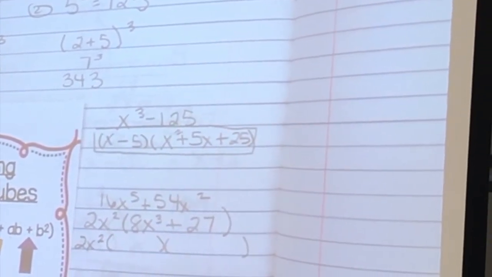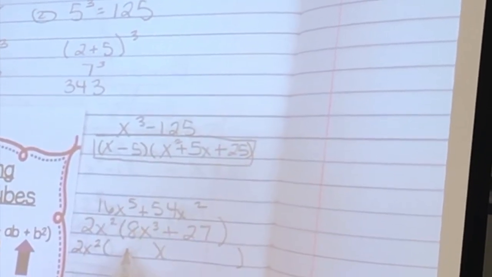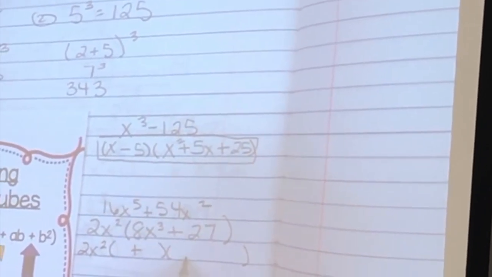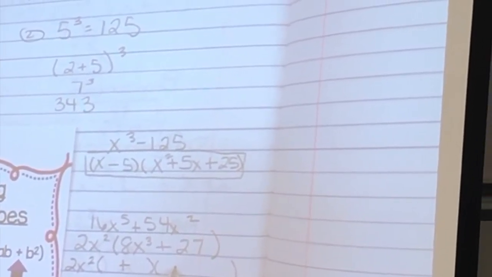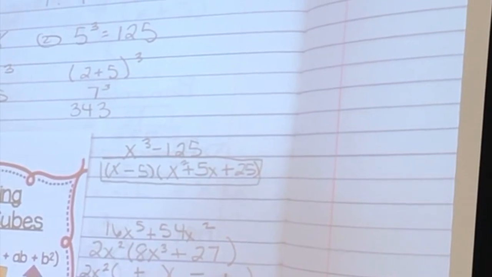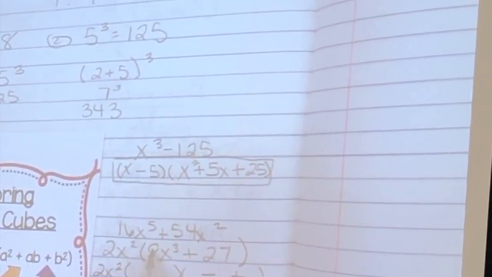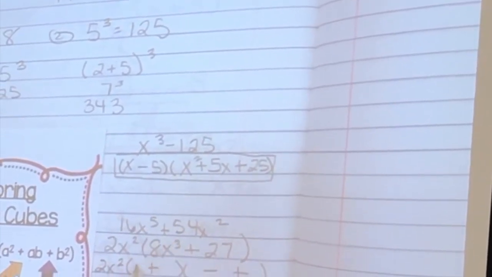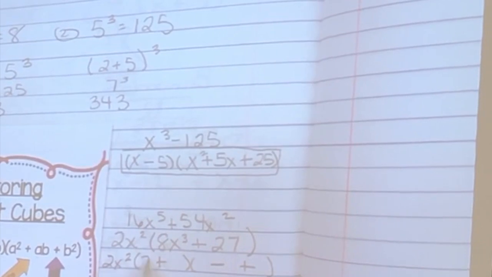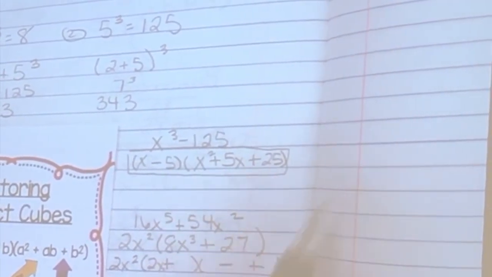Okay, let's do the signs first. What's my first sign? Positive. Same, always opposite. What's the next one? Minus. And the last one's always? Positive. Okay. What is the cube root of 8? 2. What's the cube root of x cubed? X. So this is 2x. What's the cube root of 27? 3.